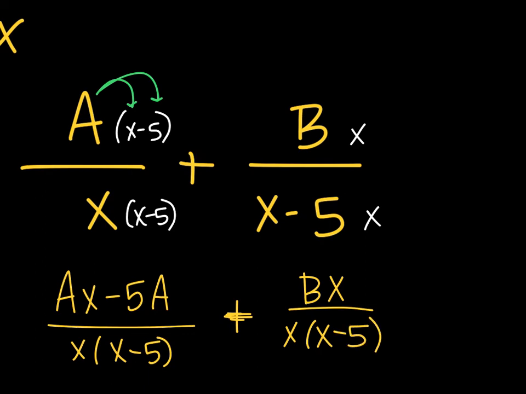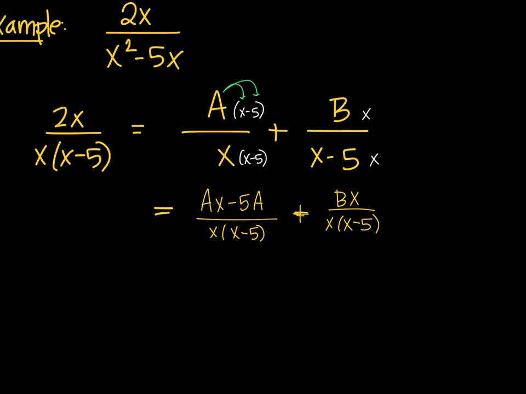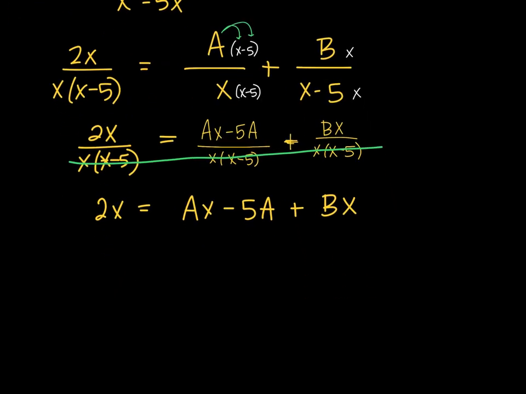I'm going to zoom back out. So the other side of the equal sign will be 2x over x times x minus 5. Which means now I have common denominators across the whole problem. So I can drop out the common denominator, and I've got 2x equals ax minus 5a plus bx.